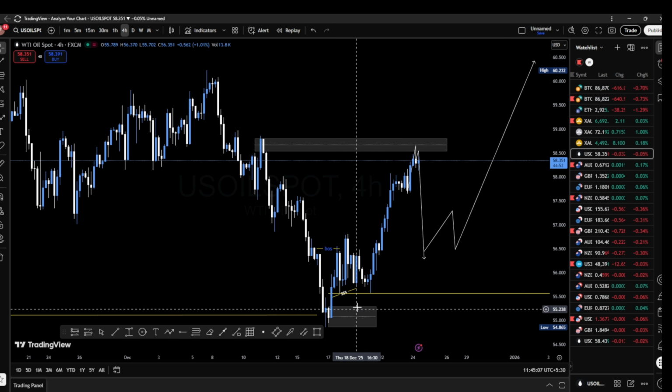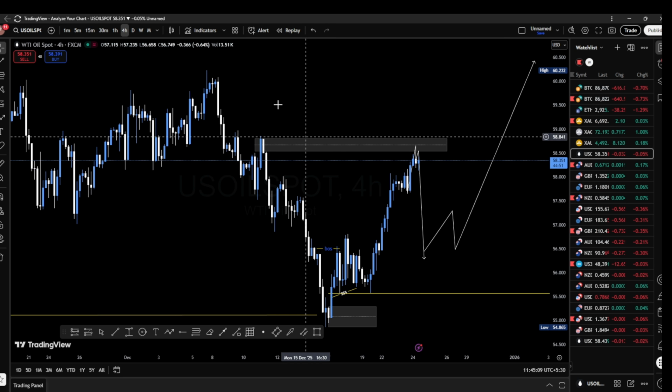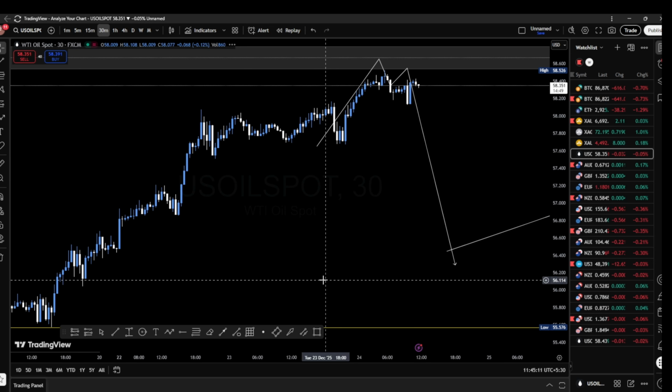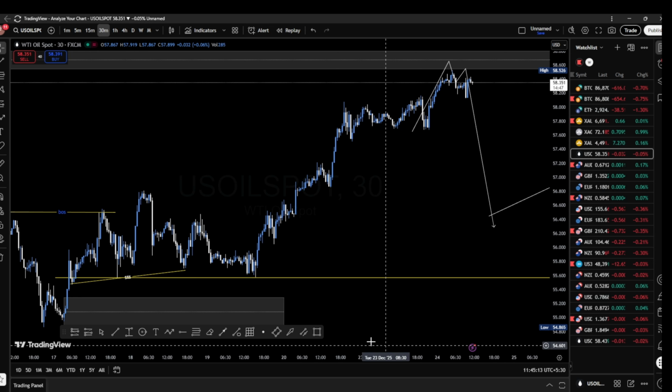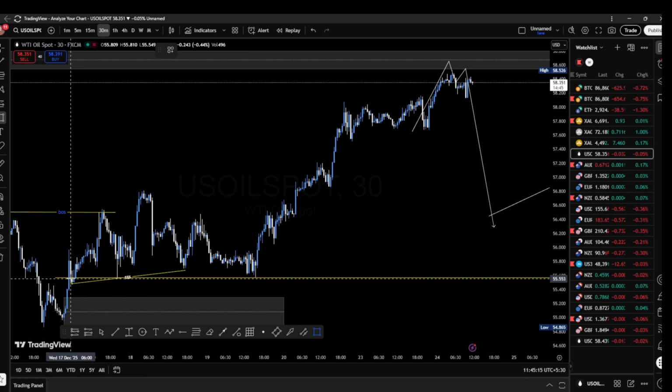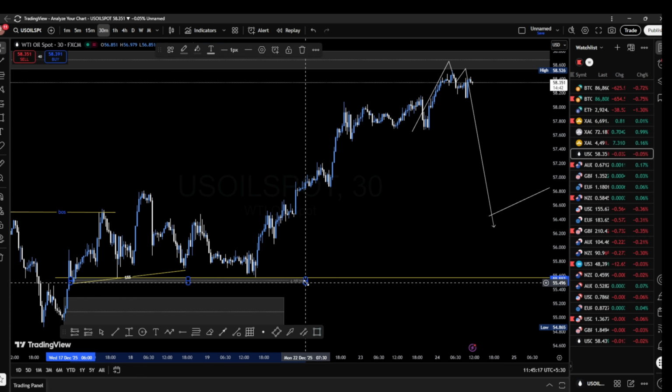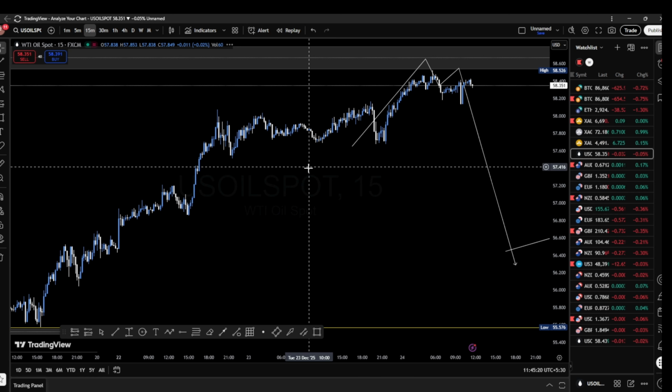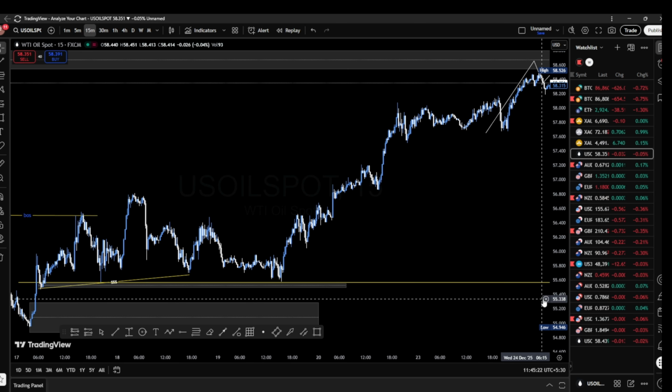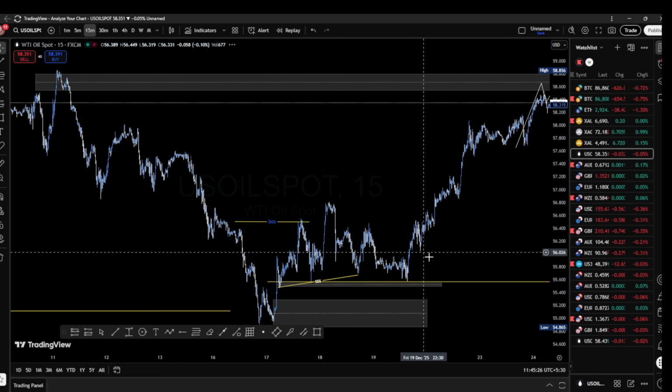I was waiting for this one, but it went from this FVG or whatever you want to call it, or this is actually also a demand zone. This was the zone. But not according to my setup, so I didn't trade this.